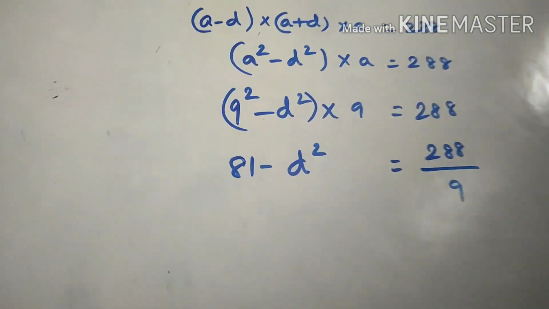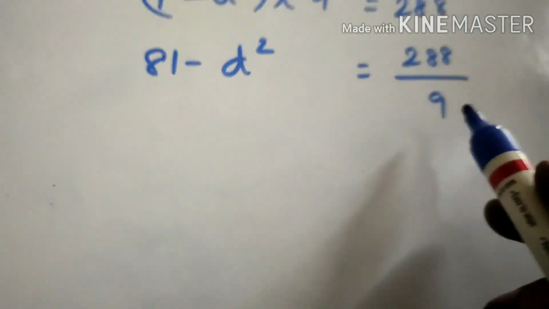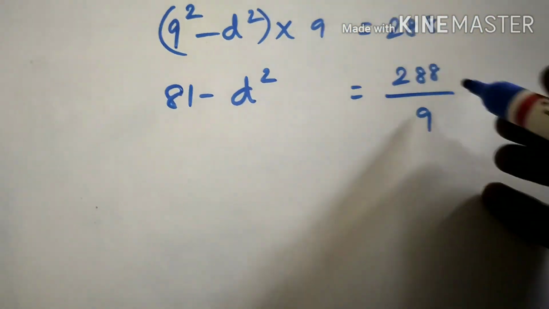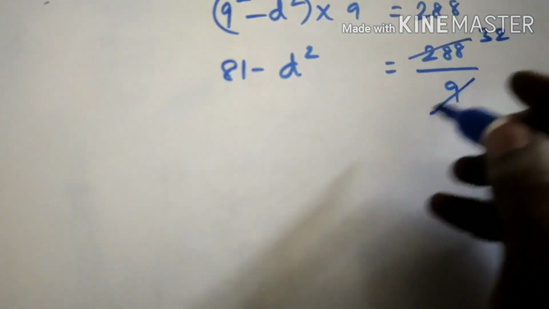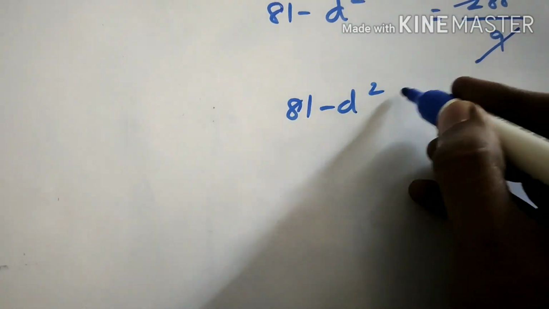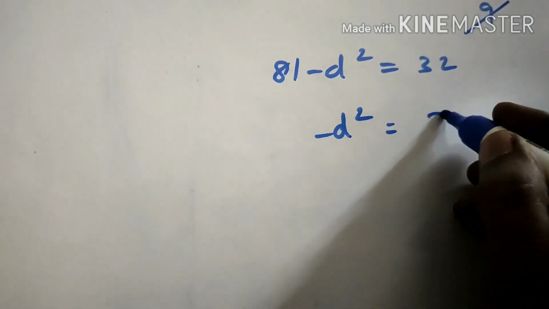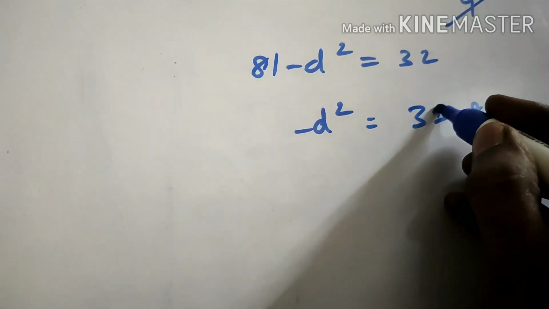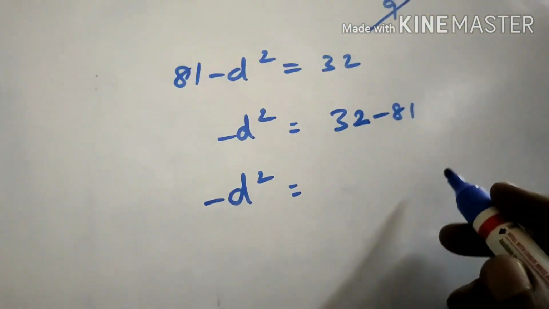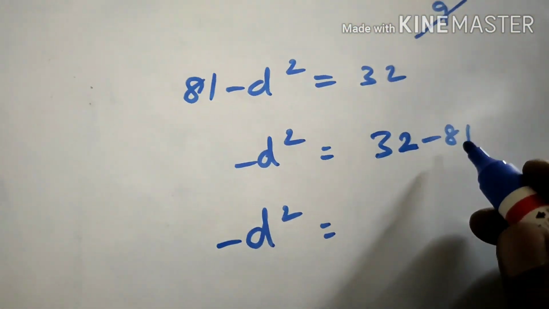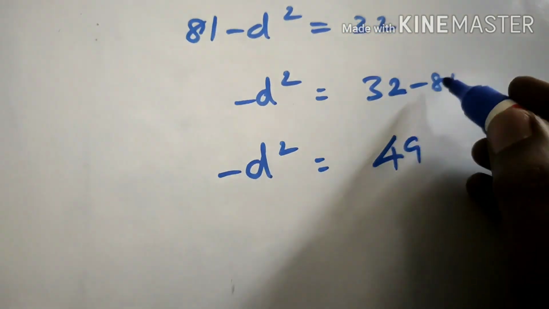This 9 is in multiplication. When it goes to the RHS, it goes in the denominator. Now you can cancel this: 9 times 32 is 288. So 81 minus D square equal to 32, minus D square equal to 32 minus 81. So minus D square equal to, if you subtract 81 from 32, you get 49, and the bigger number's sign is minus.